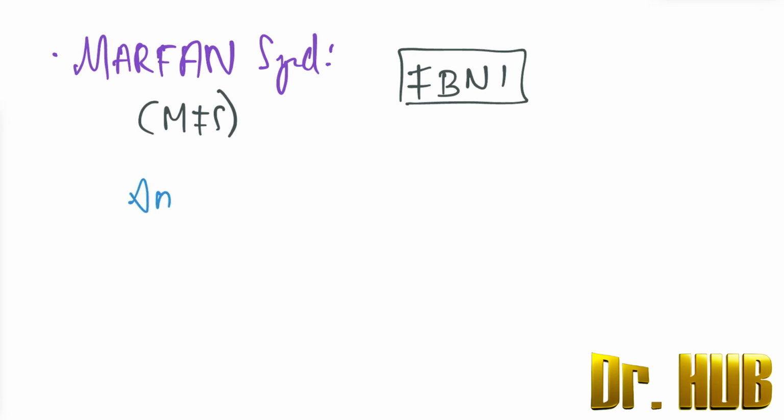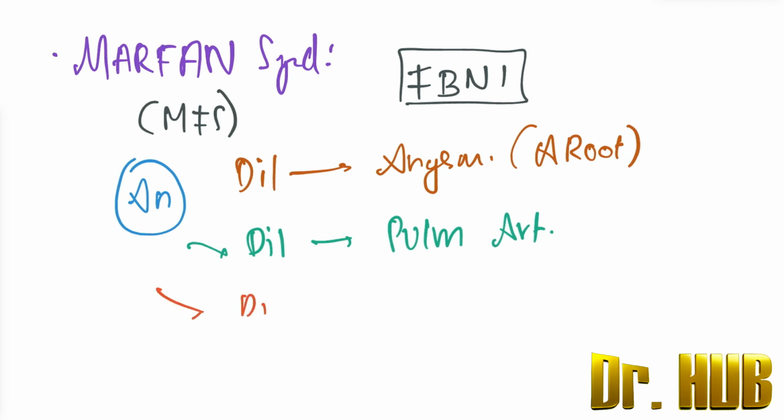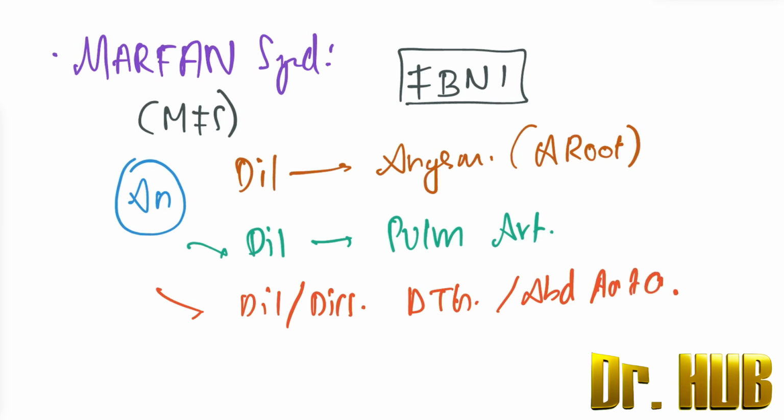Now talking about the aneurysm. There is dilation of the aortic root, and there is dilation of the pulmonary artery. There is also dilation or dissection of the descending thoracic aorta, as well as the abdominal aorta. So this was about Marfan's.